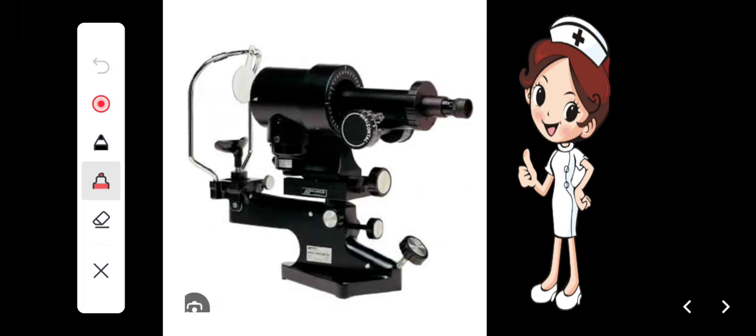Next one, this one is the machine and this one is the observer part. The observer has to keep one eye here and look at the eye of the patient from here. The patient has to keep the chin on the chin rest and touch the forehead and sit accordingly so that the observer can observe the patient. By using this knob, as well as one knob present behind it, we measure the horizontal as well as the vertical curvature of the cornea.